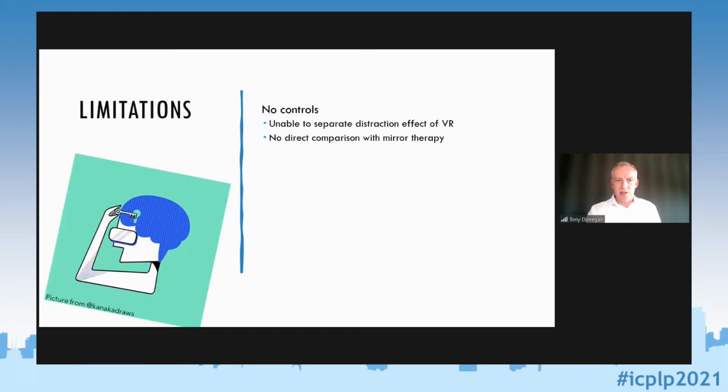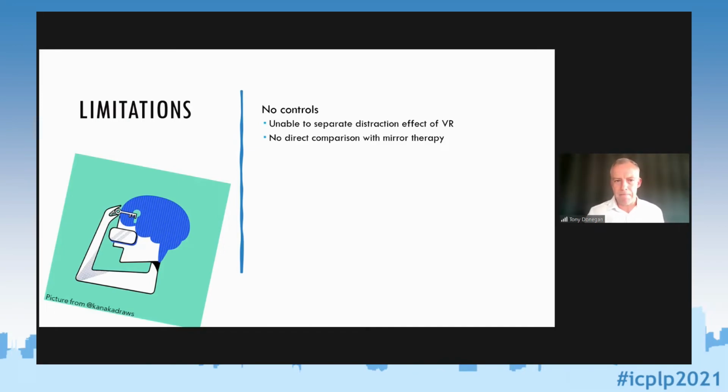Now, the limitations of these reviews and the studies identified are clearly that there's no control, so we're unable to separate the distraction effect of VR. It's a novel therapy. There's a powerful distraction effect that can be analgesic, and Hunter Hoffman's VR studies have shown this in acute pain situations really well over the last 20 years. And there's no direct comparison with mirror therapy.